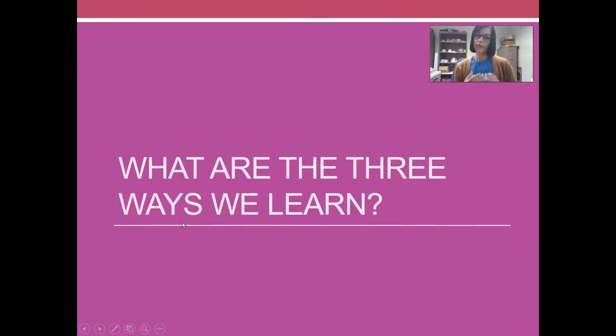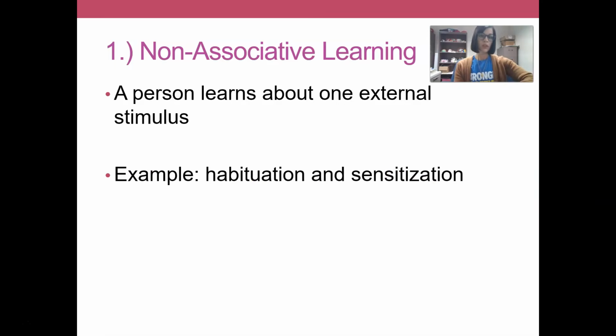So what are the 3 different ways that we learn? One of the first types of learning that we have is what is referred to as non-associative learning. We are not making any sorts of associations at all. We're just learning something about one external stimulus. Some examples of non-associative learning include things like habituation and sensitization.